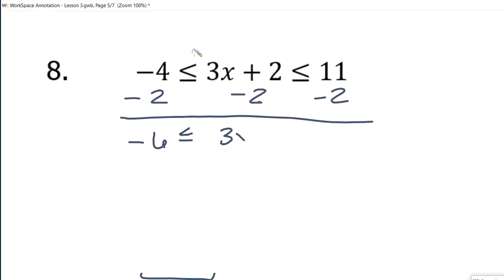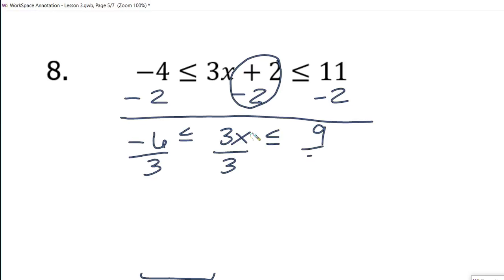Positive 2, negative 2 is my 0 here. Bring down the less than or equal to. 11 minus 2 is 9. Is x by itself in the middle? How do I get rid of the 3? Divide by 3. So whatever you do to the middle, you have to do to the left, you have to do to the right. So what's negative 6 divided by 3? So negative 2 is less than or equal to x, which is less than or equal to 3.